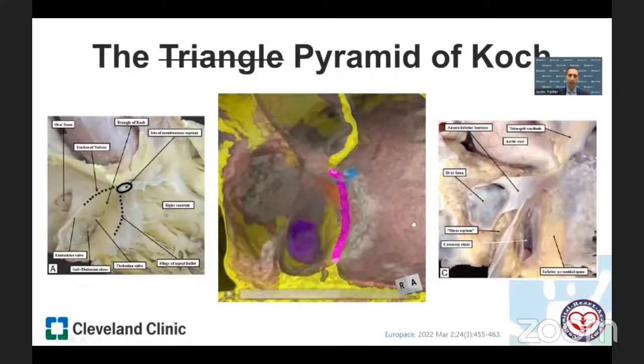So if we look at that same anatomy, here are the heart specimens showing this beautiful dissection Diane did to show the inferior pyramidal space underneath the myocardium of the right atrium in this area here, leading up to the tricuspid valve.